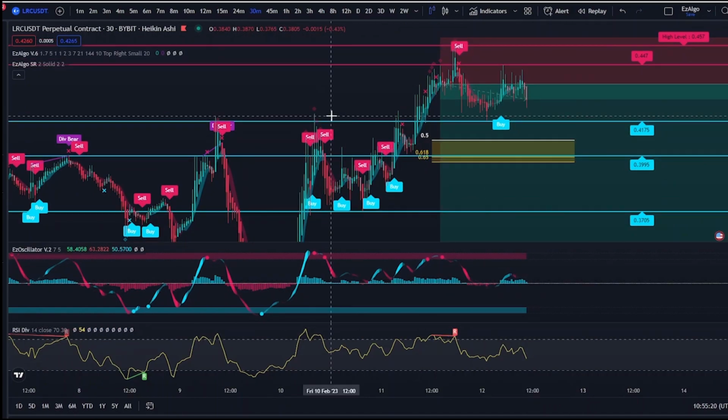But hopefully you guys kind of understand how I trade on a day-to-day basis, how you can do the same thing using the EzAlgo indicator.